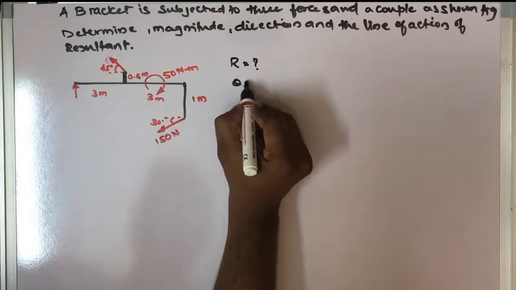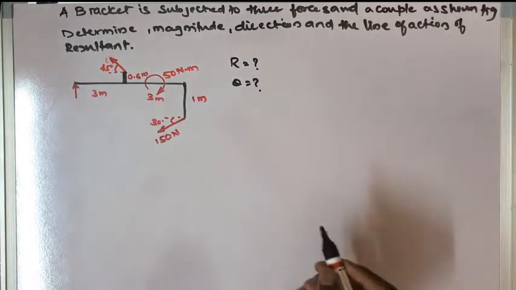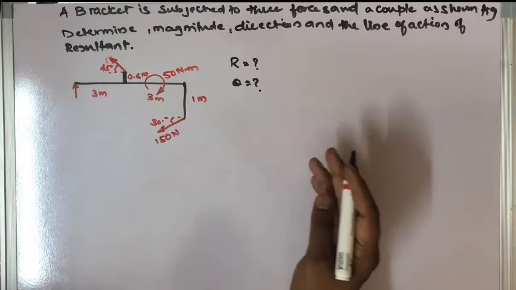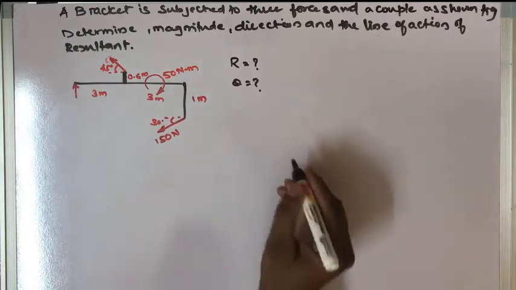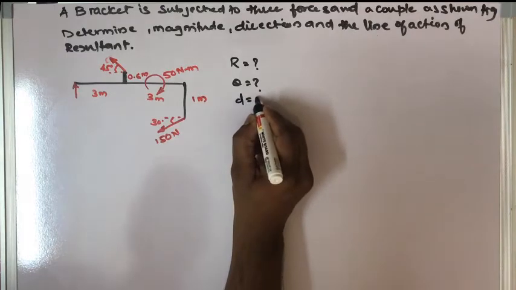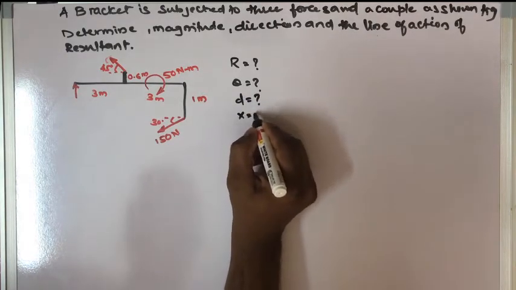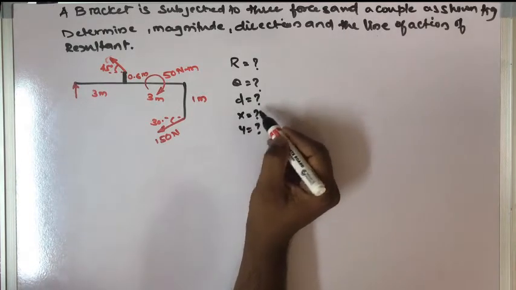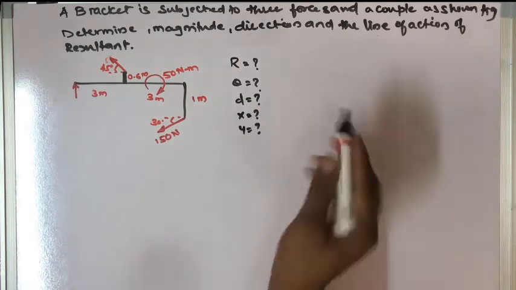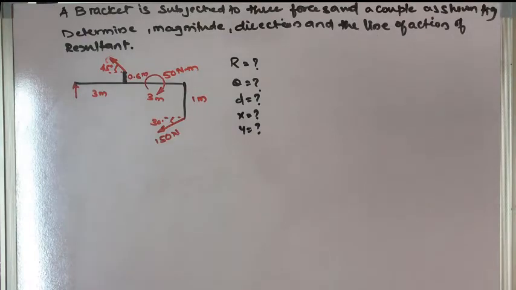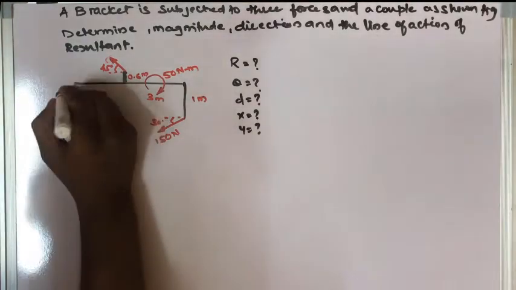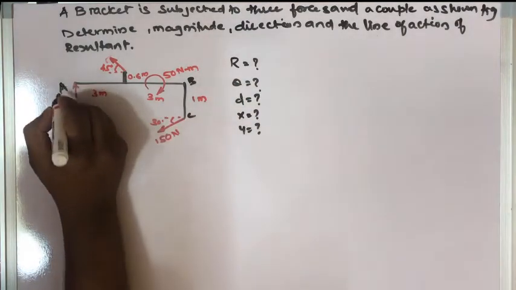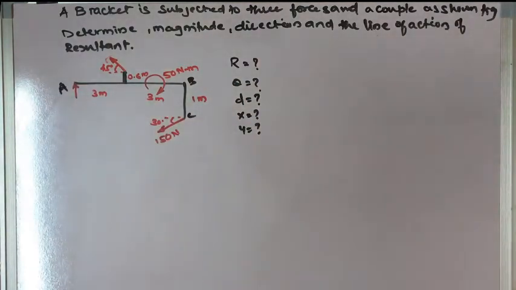Direction is nothing but the theta value, and the line of action of the resultant is nothing but the distance of the line of action of the resultant force with respect to any specified point. So I'll denote it as a D point, or you can write x intercept or y intercept. Either way, we can calculate it easily. So this is your A, B and C, and we'll calculate with respect to point A.